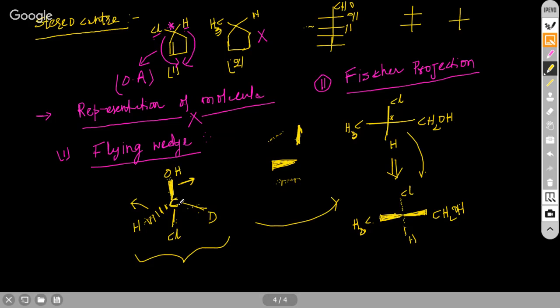So how to find out R and S configuration? Write down the heading: RS configuration. In this, we have one rule, one condition we have to apply, and that is it. Just a second.